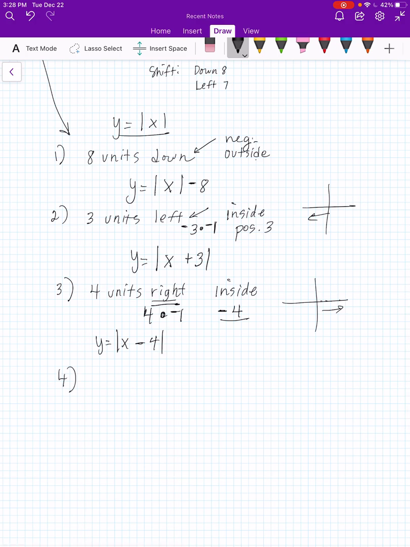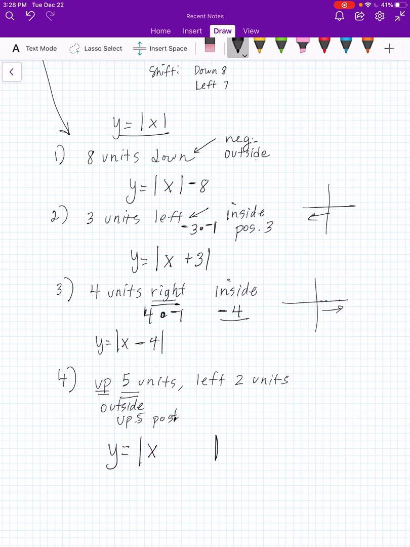What if I have this? Up 5 units and left 2 units. Ooh. I have 2 of them going on. So outside, up or down. So this is outside. And it has to go up 5. So that's positive 5. So if I start here. So y equals absolute value of x. I know I'm going to have something on the inside, so I'm just going to skip over that. And then I'm going to have a plus 5.